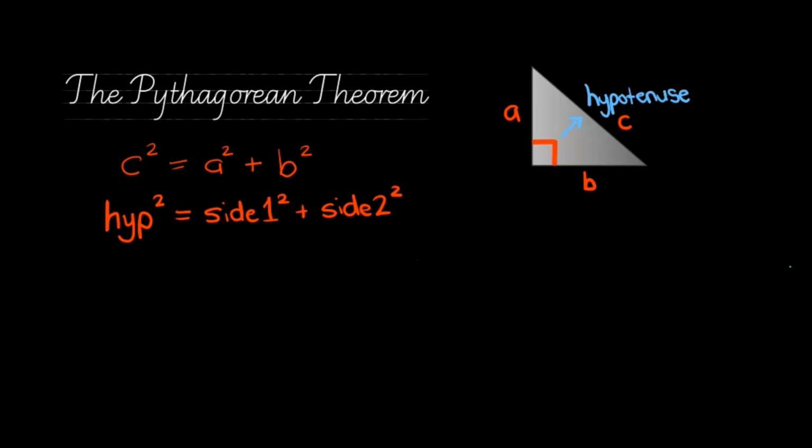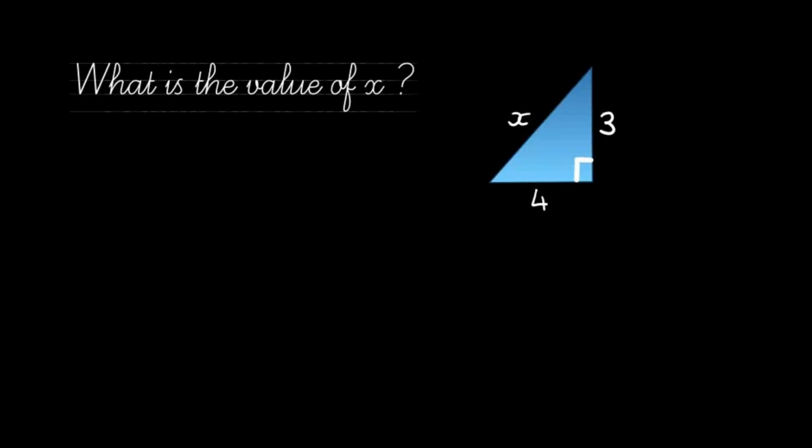Alright, let's go to a question. So the question states, what is the value of x? In this right angle triangle, please remember to always check that it is a right angle triangle before you apply Pythagoras. You will see you have one side length as 3, one side length as 4, and one unknown, that is x. If you have a look, the x side is the side that's opposite the right angle.